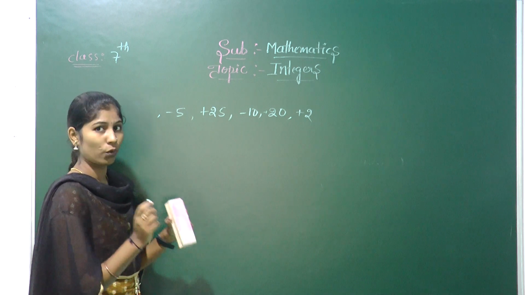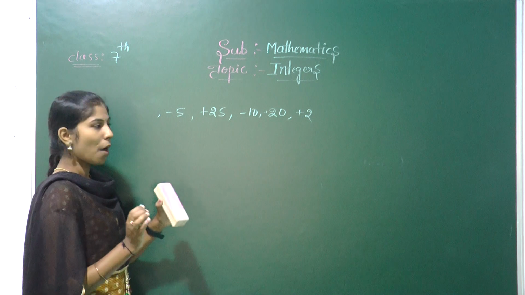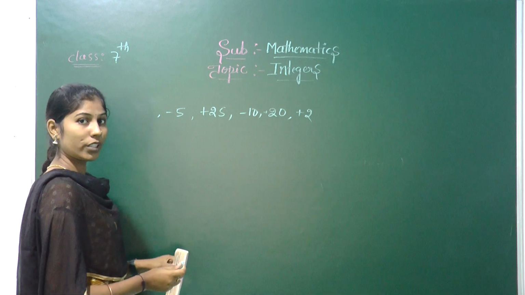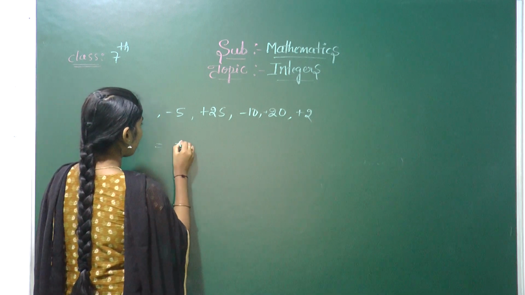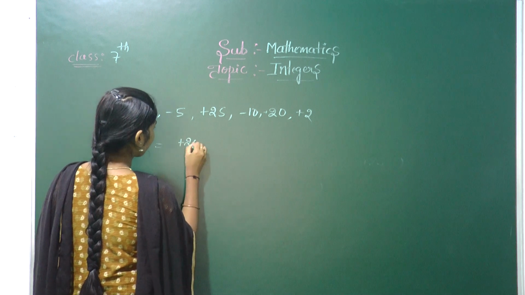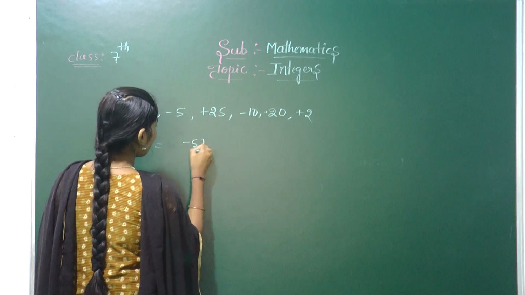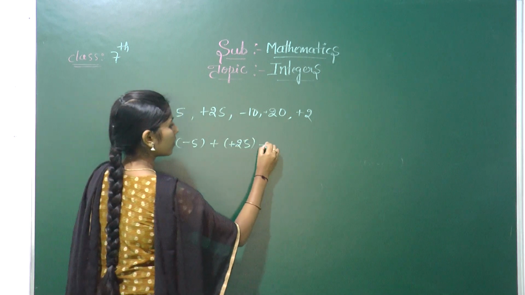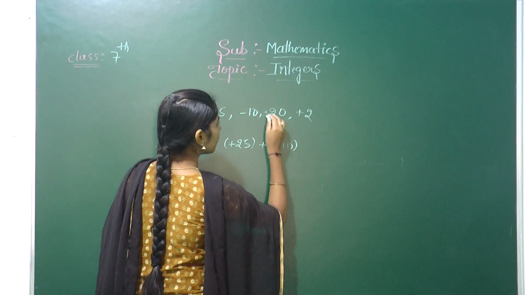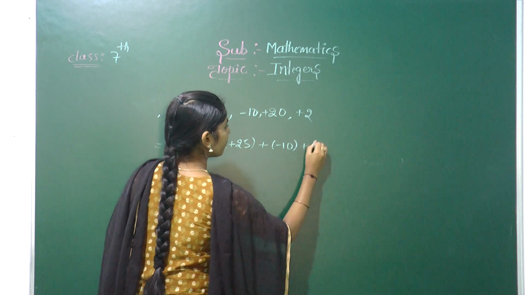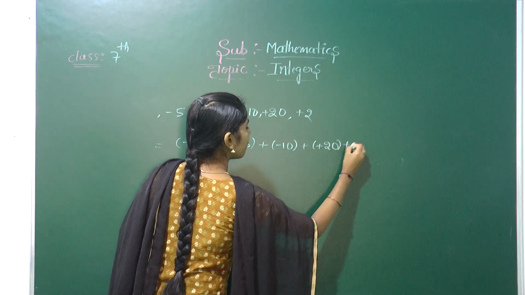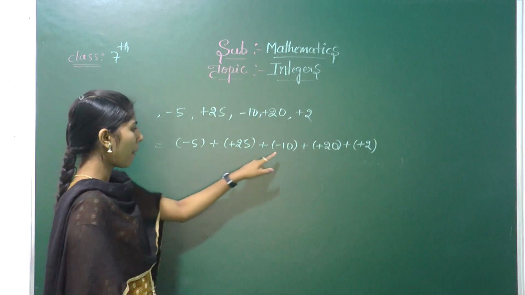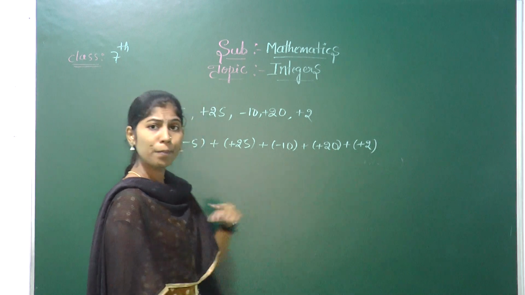What is the total score for Manu here? What you have to do? You just add all the scores to get the total score. So here plus 25, minus 5, plus 20 and plus 2. So minus 5 plus 25 minus 10 plus 20 and plus 2.